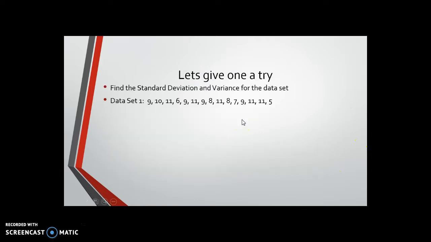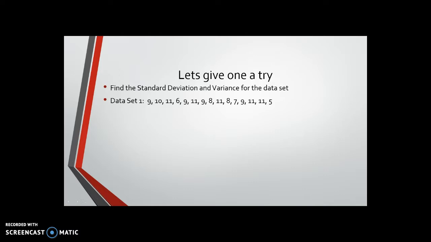Okay, so here's our first problem. We're going to find the standard deviation and the variance for the data set. All right. So what I want you to do right now is pause the video and copy down this set of data. There are 15 data points. So pause this video, write these down, and then we're going to go to the calculator.